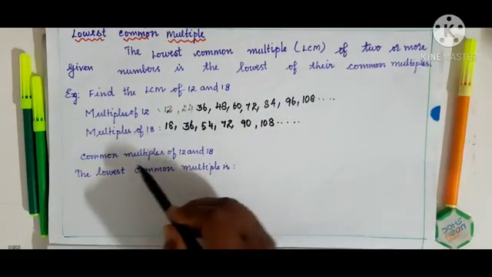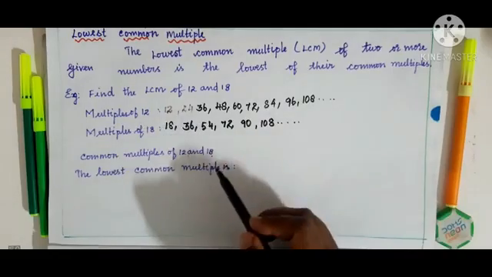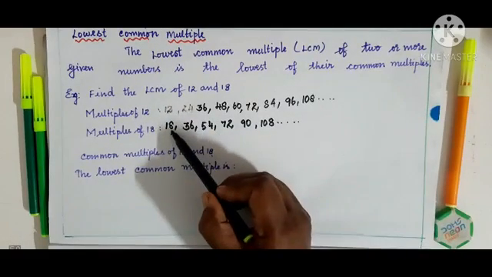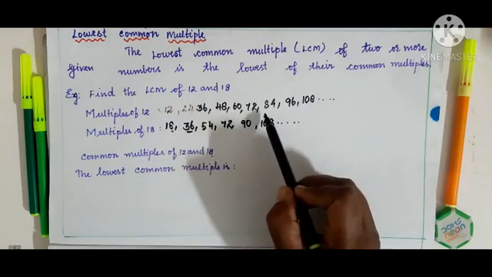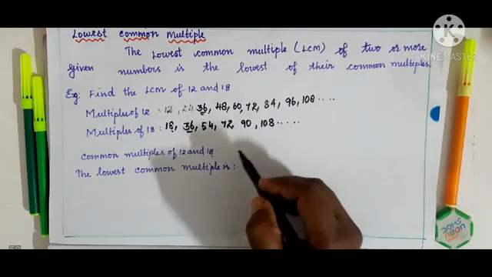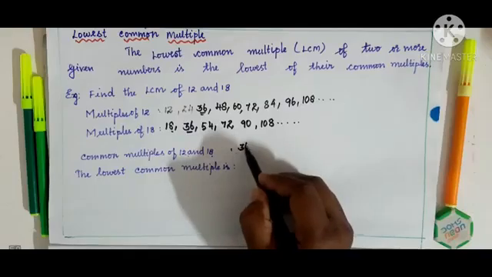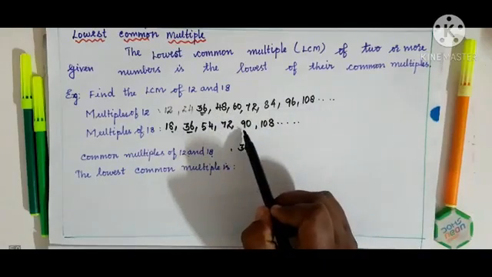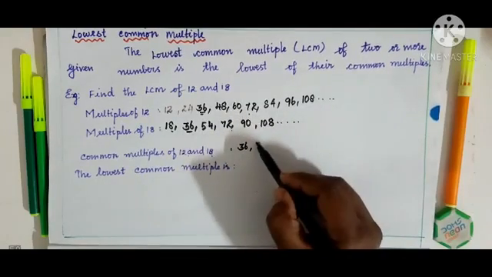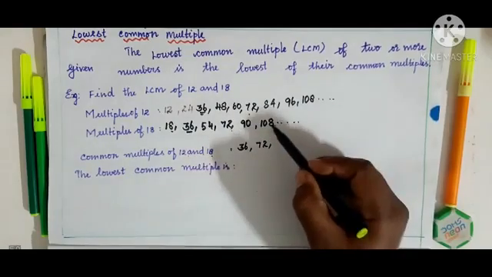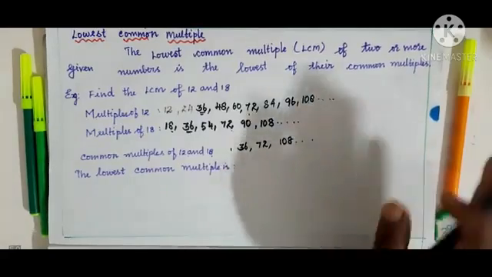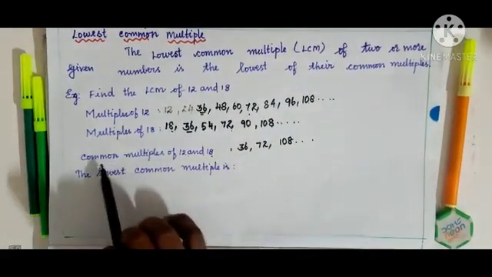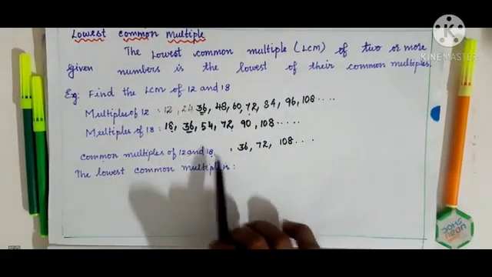Here we are going to find the common multiples of 12 and 18. What is common? Here 18 is there. Here 36, yes, 36 is here. The first number will be 36, then you have 72, then 108, and it will be going on. So here we have found the common multiples of 12 and 18.